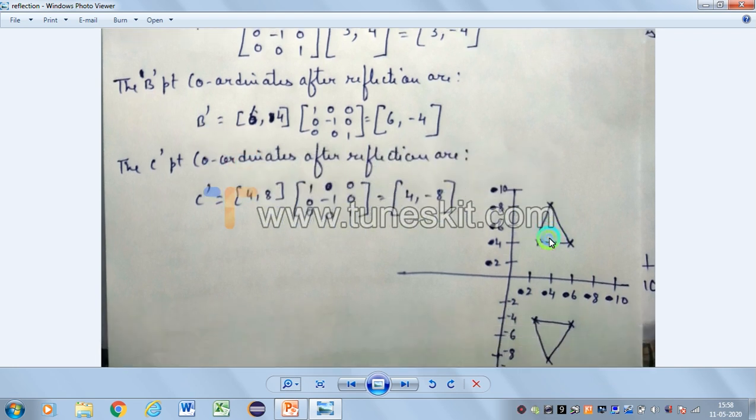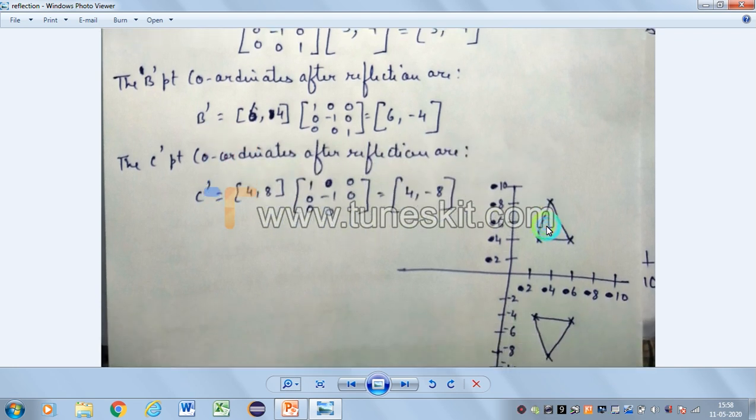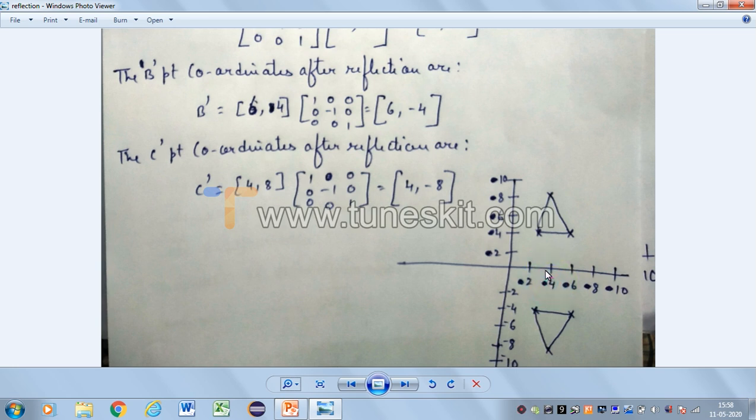So these three coordinates we plot on this graph. First one is 3, minus 4. This is 3 and this is minus 4. So put a cross here. 6, minus 4, put a cross here. This is 4, minus 8, put a cross here. So these are the three. You see your object is reflected at a 180-degree angle, and this is the procedure, right class? Thank you very much.